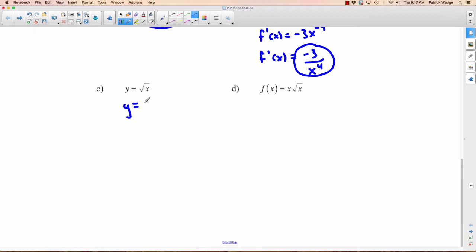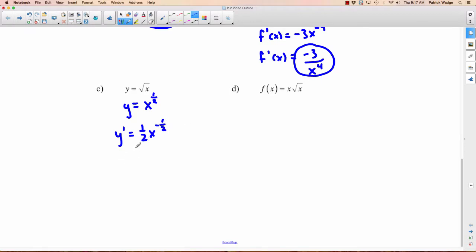The square root of x is the same as x to the what? To the 1/2. Now it looks a little more complicated, but you just follow the same rule. In order to get the derivative, we take the exponent and we move it out front. So that'll be 1/2. Then we write the x, and then we drop this by 1. What's 1/2 take away 1? 1/2 take away 1 is negative 1/2.